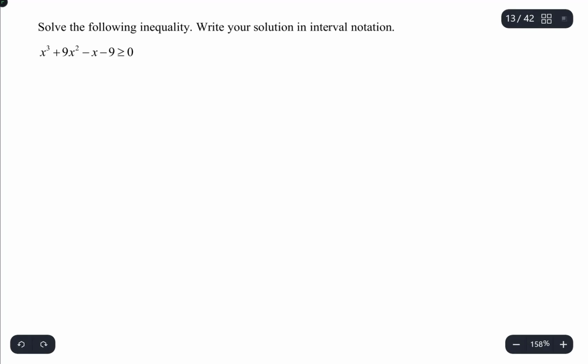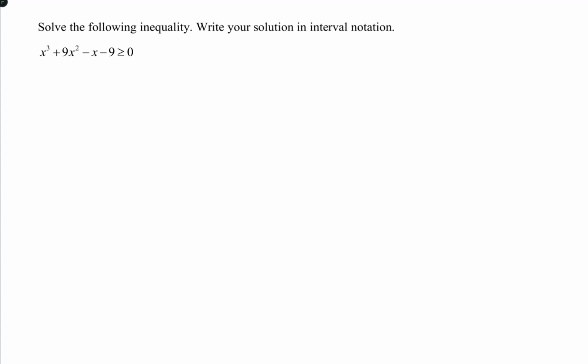Solve the following inequality. Write your solution in interval notation. All right, so I want to know where a cubic, x cubed plus 9x squared minus x minus 9, is greater than or equal to 0. And usually when we are factoring a cubic, what we want to do is graph it, get initial rational zeros, and then factor those out with synthetic division.